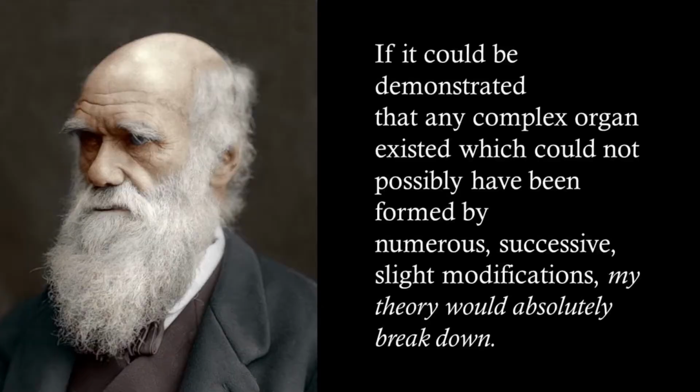Darwin turned a few visual observations over a few years into a hypothesis on how all the diversity in living things had come to be. But he recognized a big risk to his ideas, and here's what he said. If it could be demonstrated that any complex organ existed which could not possibly have been formed by numerous, successive, slight modifications, my theory would absolutely break down.